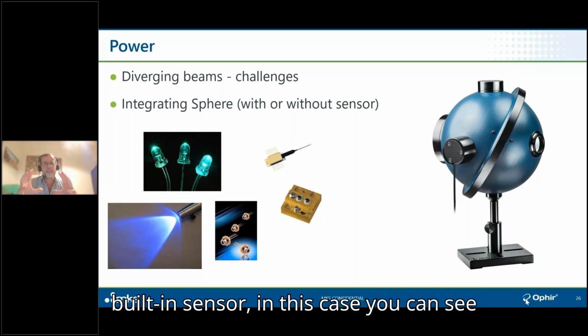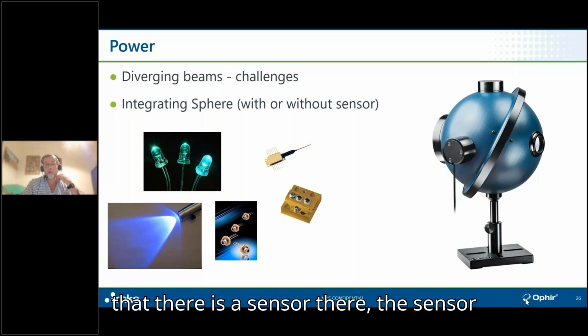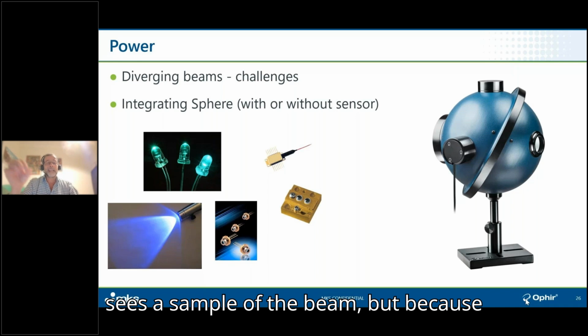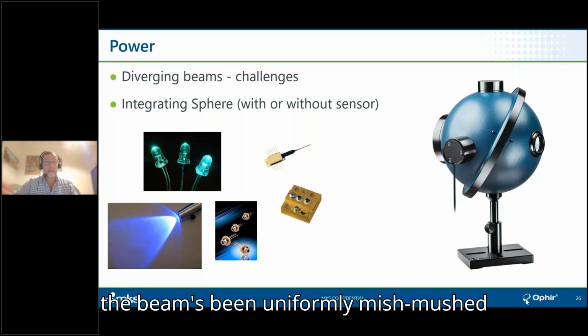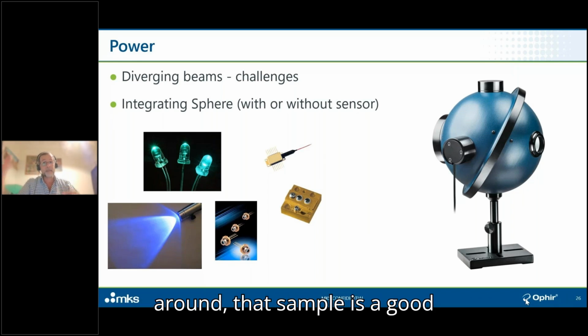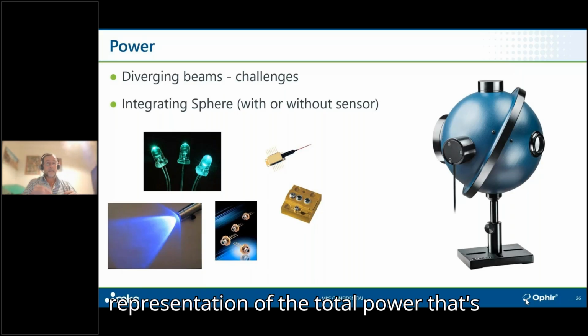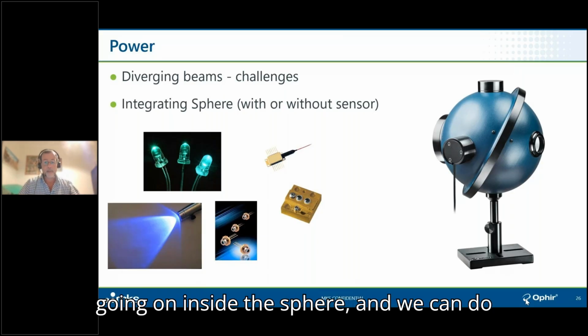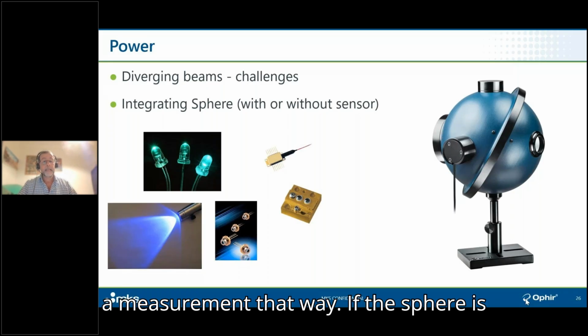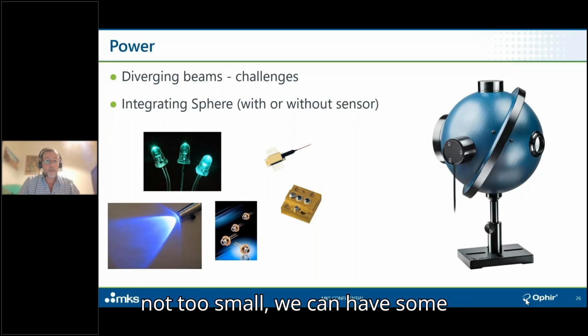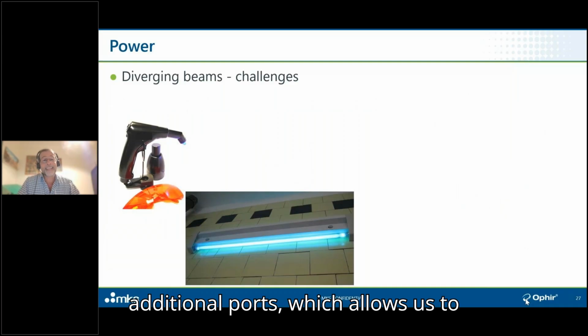If the sphere is not too small, we can have some additional ports, which allows us to sample the light out to additional measurement instruments. I might want to measure the wavelength, a spectrometer, or a fast photodetector to measure the temporal pulse shape, and so on.